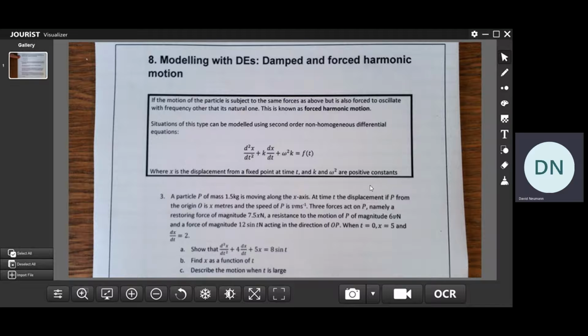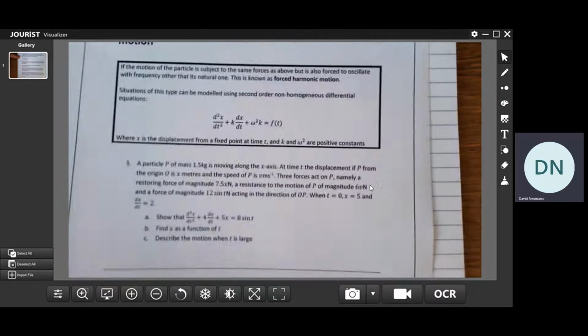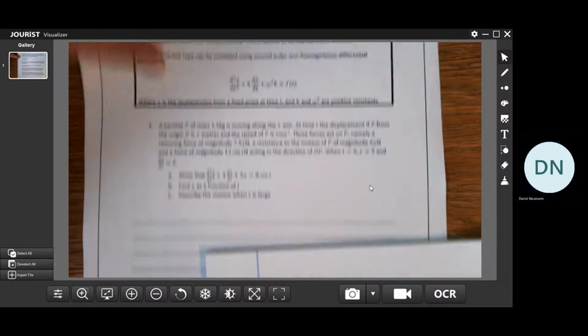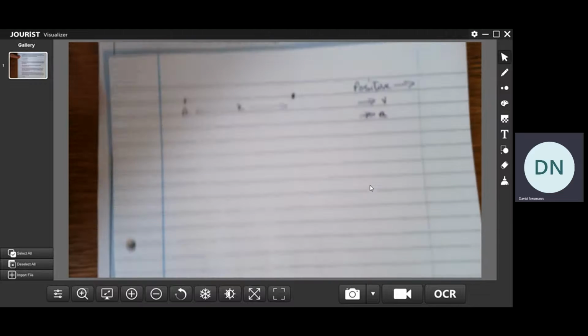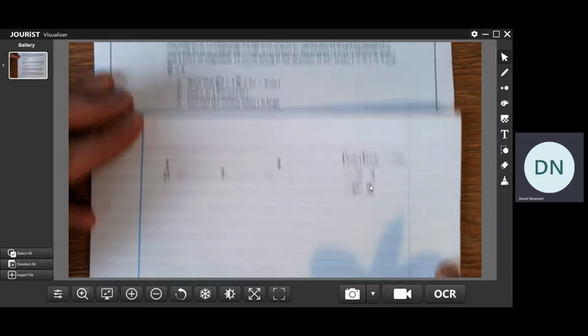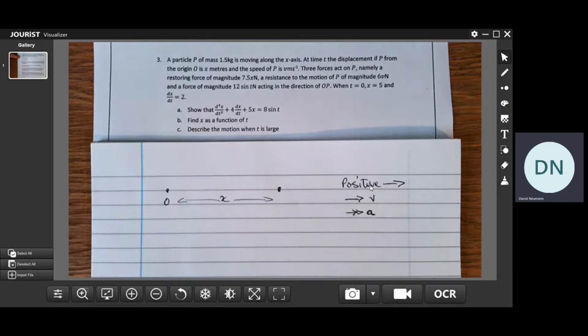So in the course workbook, we've got this example, similar to one of the ones that we saw for damped harmonic motion. We've got a particle moving along the x-axis. We're modeling its displacement using the variable x, and then we've got speed and acceleration, and we've got some forces acting on that particle. So let's have a look at the diagram for this example. I'll just try and keep that example there for you.